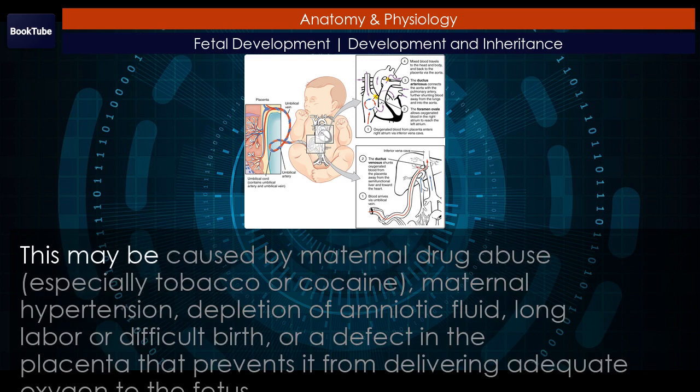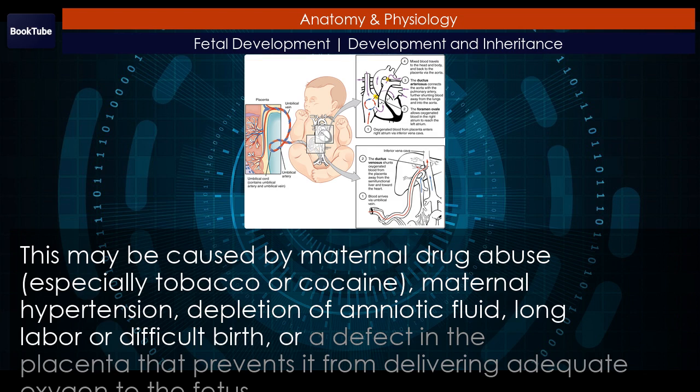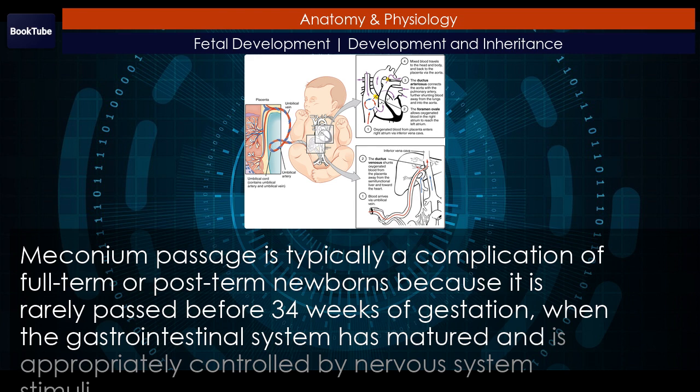This may be caused by maternal drug abuse, especially tobacco or cocaine, maternal hypertension, depletion of amniotic fluid, long labor or difficult birth, or a defect in the placenta that prevents it from delivering adequate oxygen to the fetus. Meconium passage is typically a complication of full-term or post-term newborns because it is rarely passed before 34 weeks of gestation, when the gastrointestinal system has matured and is appropriately controlled by nervous system stimuli.